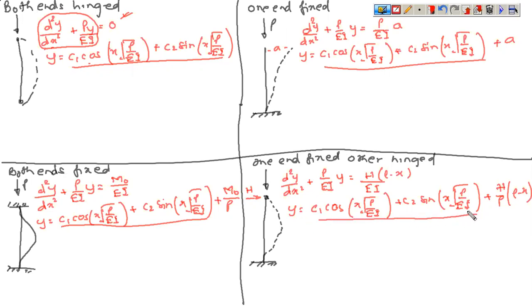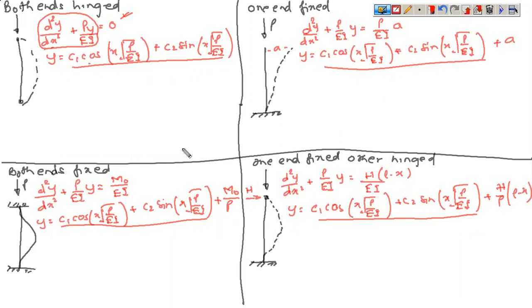This does not change. Neither the format, nor the terms, nor anything. Nothing changes. What is addition is these three terms. If you look at the additions, this is equal to 0. This is equal to P by EI into A. This is equal to M naught by EI. This is equal to H by EI L minus X.